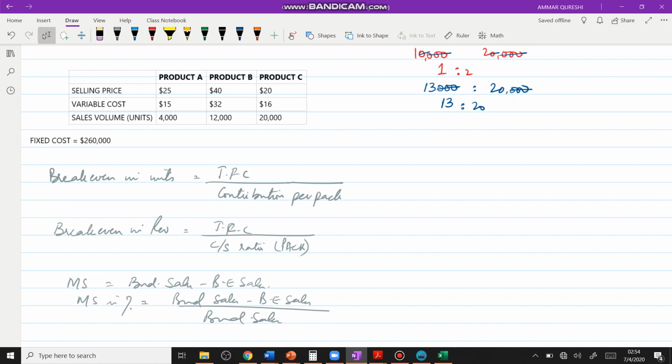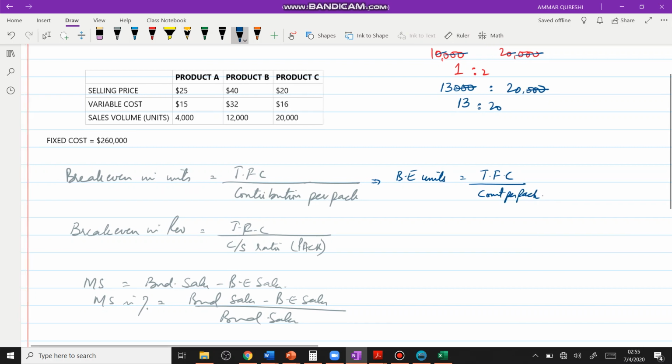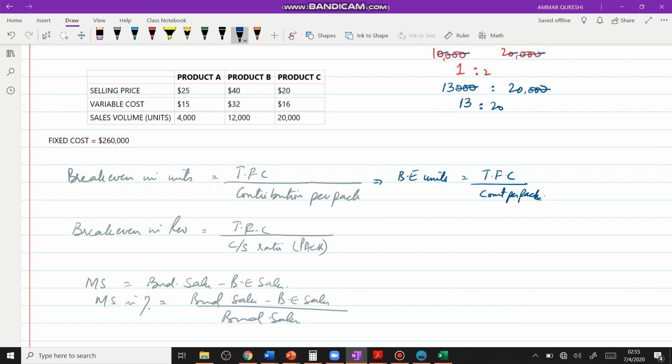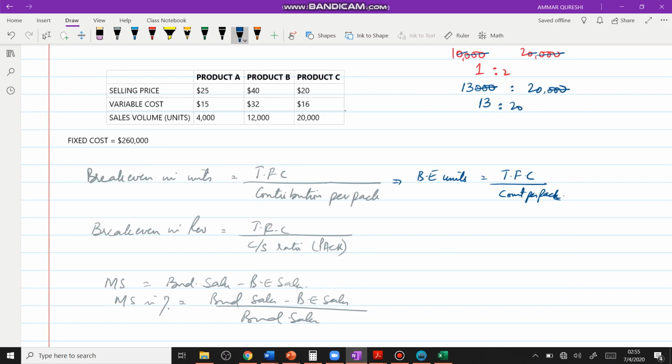Now, how will you calculate the break even in terms of units? See, the first thing which is important is to consider the total fixed cost. If you are calculating break even point, then break even in units is equal to total fixed cost divided by contribution per pack. Now, in this question, we have to assume one packet. Now, one packet means what? See, this is the sales volume, right? And what is the packet in this case? First of all, let's try to simplify this ratio.